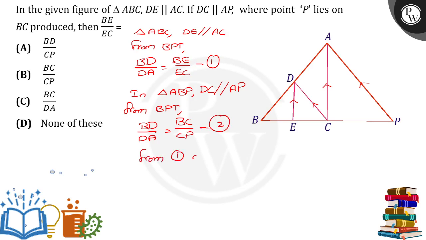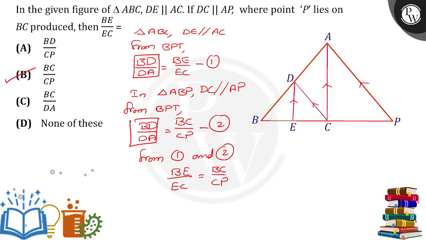From equation 1 and equation number 2, the LHS are equal in both conditions, so their RHS are also equal. What are the RHS? BE by EC is equal to BC by CP. So option C is the right answer.